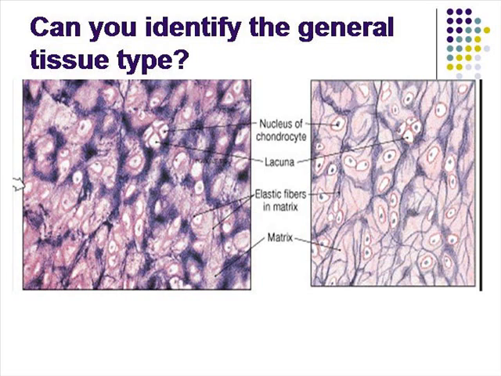Take a look at this sample of tissue. Using the tips discussed in the previous slide, see if you can identify the general tissue type. Is it epithelial, connective, muscle, or nervous? In this slide, I do not see a free edge. I also do not see very closely packed cells, so it's not epithelial. I'm looking at this slide and I do see fibers. I see things that look like strings running through this tissue, so this is a connective tissue.